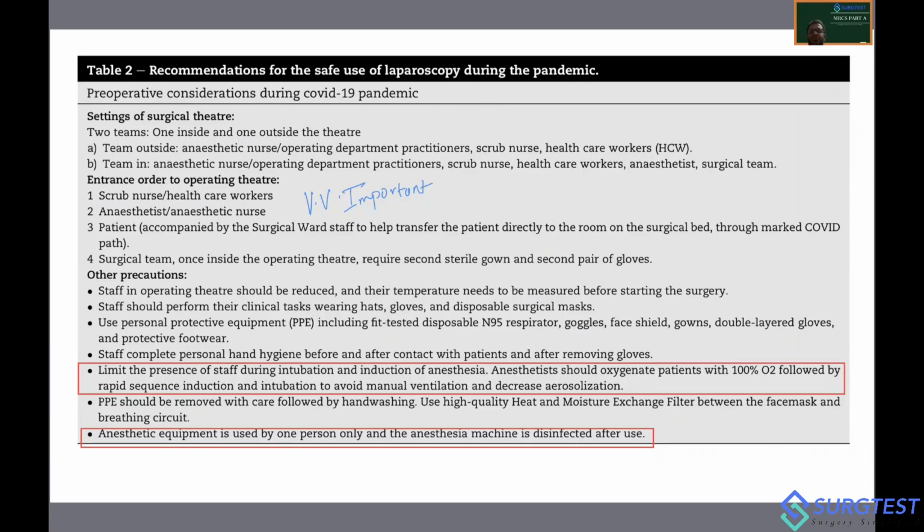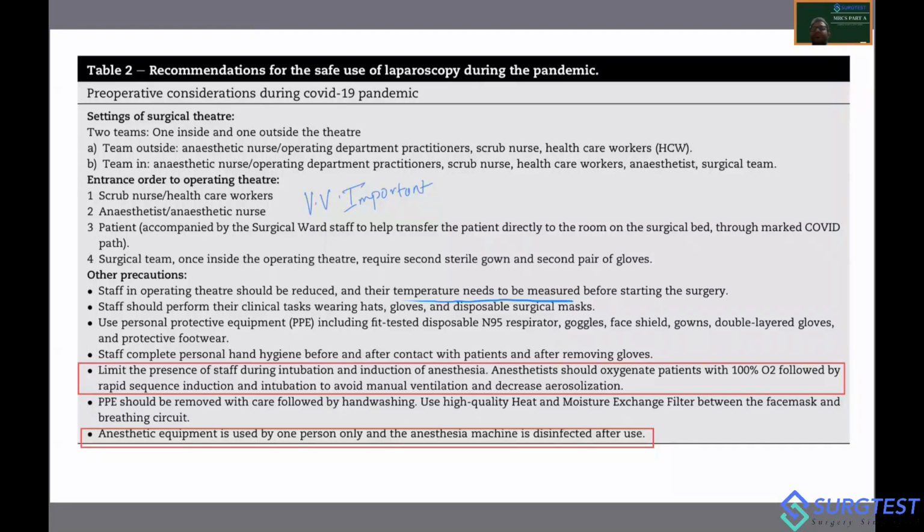What are the other precautions? Staff need to be reduced. You should not have a lot of people roaming in and out of the OT. Temperature checks are mandatory before they enter. Staff should perform all the clinical tasks using hats, gloves, and disposable surgical masks. Use PPE, fit tested N95 respirator, goggles, face shield, gowns, and protective footwear. Personal hand hygiene before and after patients and after removing gloves.